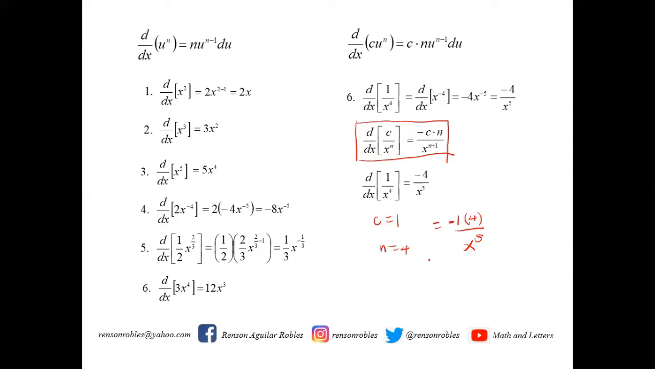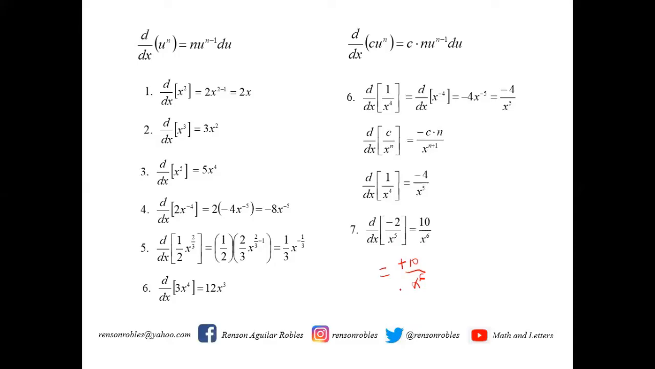Okay, next. Say we have negative 2 all over x raised to the 5th power. This is equal to 5 times negative 2, which is negative 10, all over x. Then you add 1, so that's to the 6th power. And then you change the sign. So that will become positive 10 all over x to the 6.